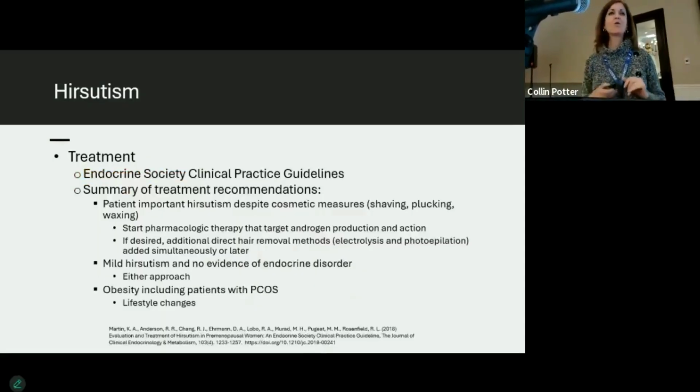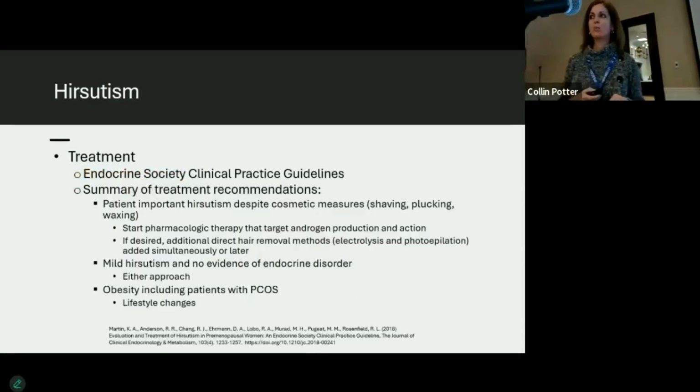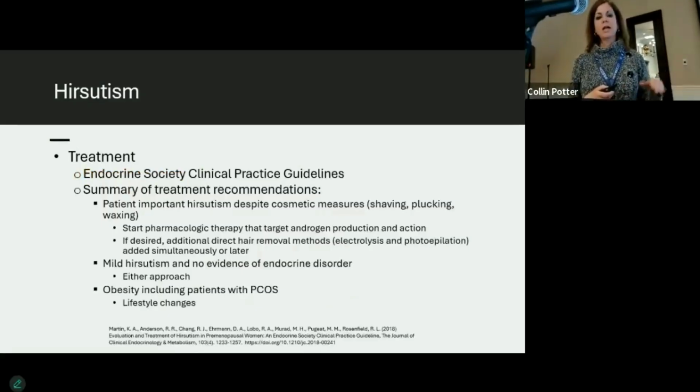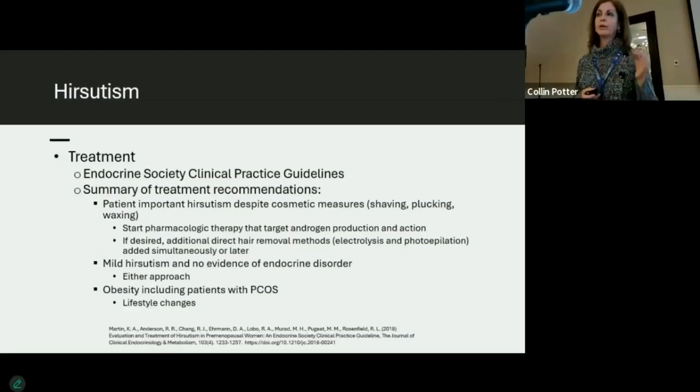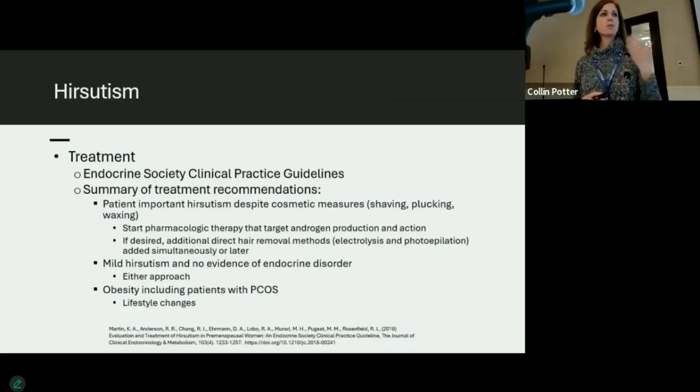I didn't know. Okay, so the Endocrine Society clinical practice guidelines are here, and you can look through those. The guidelines are in the slides too. But when you look at it, if it's patient-important hirsutism despite cosmetic measures, that is when you would start to think about pharmacologic therapy for the patient.